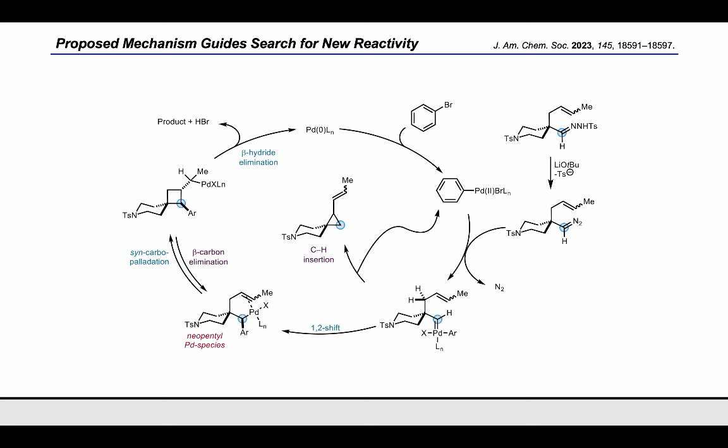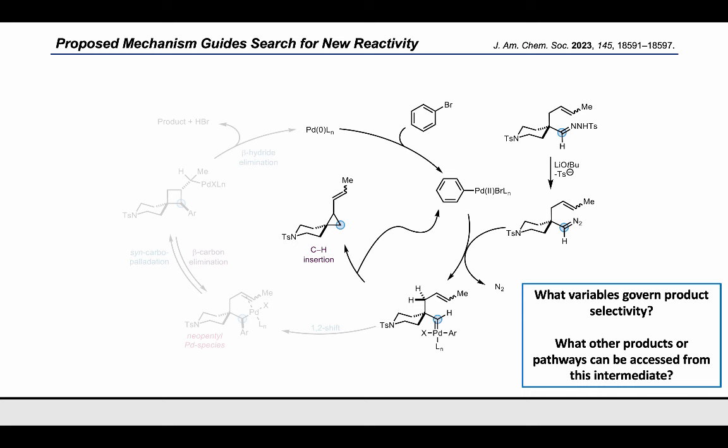Having explored the cross-coupling reactivity of these alkene-tethered hydrazone reagents, we return to our proposed mechanism to further probe the reactivity of our proposed palladium-carbene intermediate. Specifically, what variables govern product selectivity for cross-coupling versus CH insertion, as well as what other products might we be able to access from this palladium-carbene intermediate?